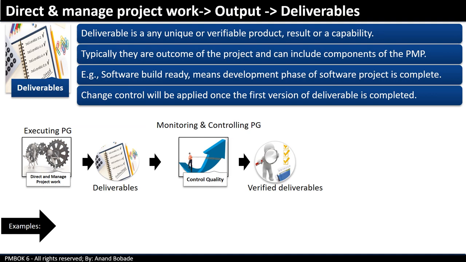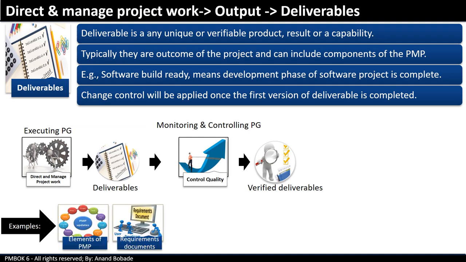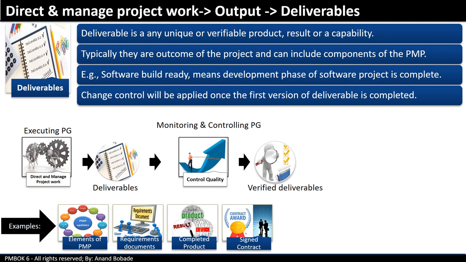Examples of deliverables are the project management plan or any component of the PMP, that is subsidiary plans or baselines. Requirements documents, completed product, for example, a constructed house, completed software, tested software application. It can be even a signed contract, software or any component of software. So any of these can be a deliverable of the direct and manage project work process.